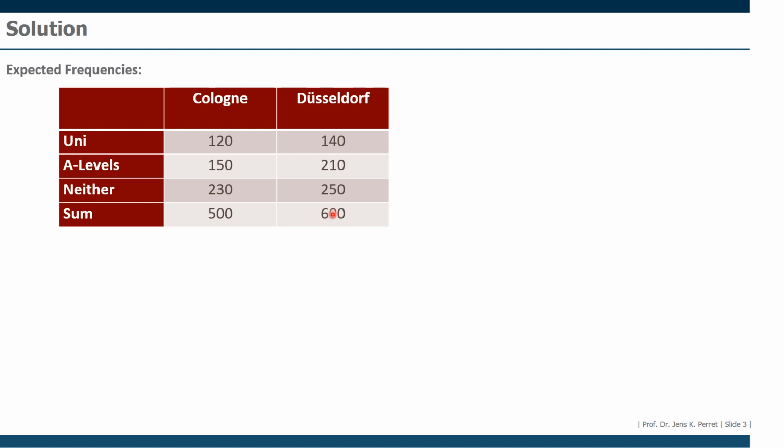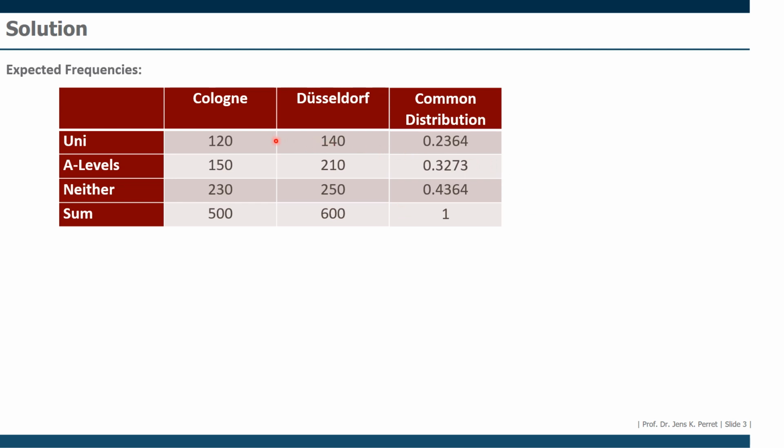Then in the next step, I'm going to calculate the theoretical joint distribution. So under the assumption that they share a common distribution, what would this distribution actually look like? And how do we get these numbers? Well, I'm going to add up for university level both values for Cologne and Düsseldorf, giving me 260. Those 260 I'm going to divide by the sum of the two sums, so by 1100. If I divide 260 by 1100, I will get 0.2364.